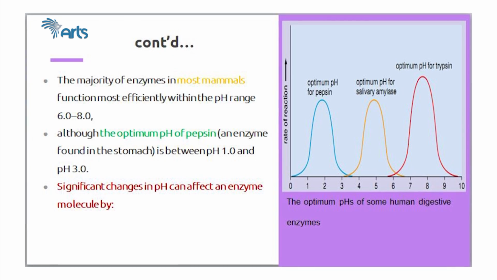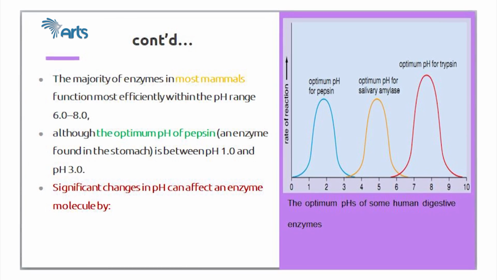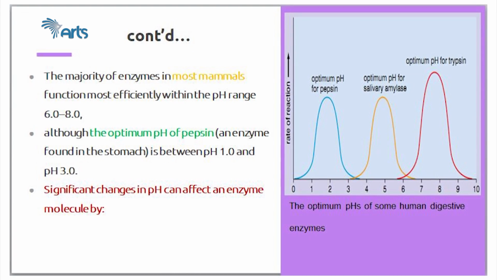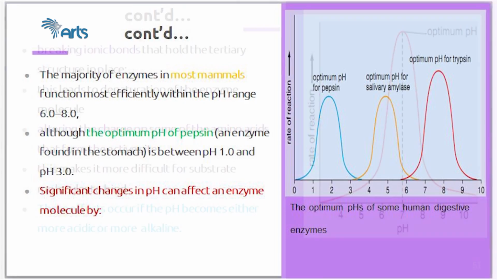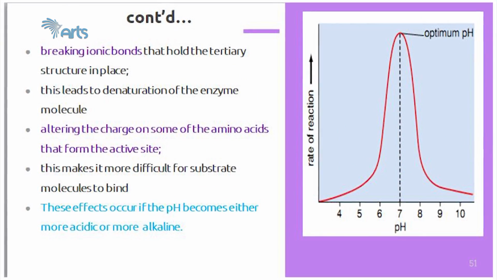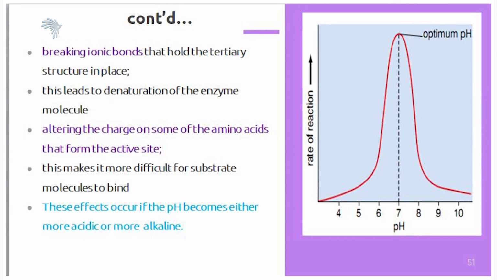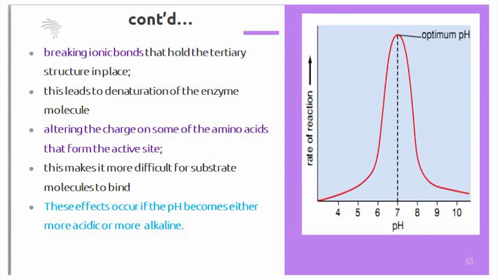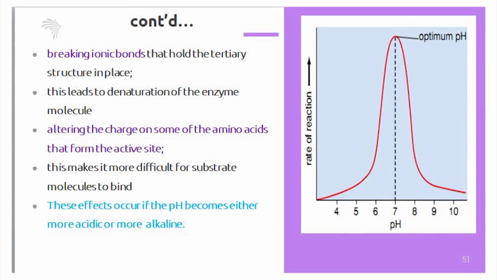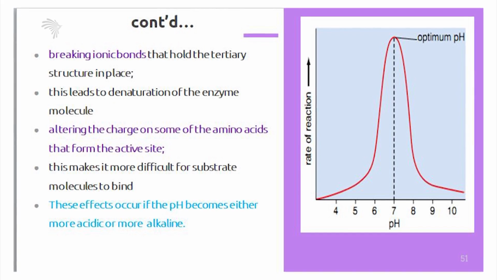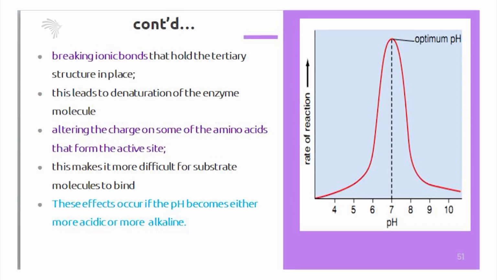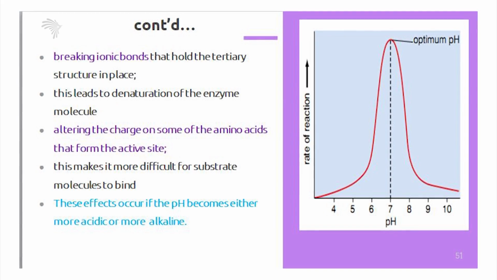Although the optimum pH of pepsin, an enzyme found in the stomach, is between pH 1 and pH 3. A significant change in pH affects the enzyme molecule by breaking the ionic bonds that hold the tertiary structure in place. This leads to denaturation of the enzyme molecule, in a way similar to temperature, altering the charge on some of the amino acids that form the active site. This makes it more difficult for substrate molecules to bind. These effects occur if pH becomes either more acidic or more alkaline.